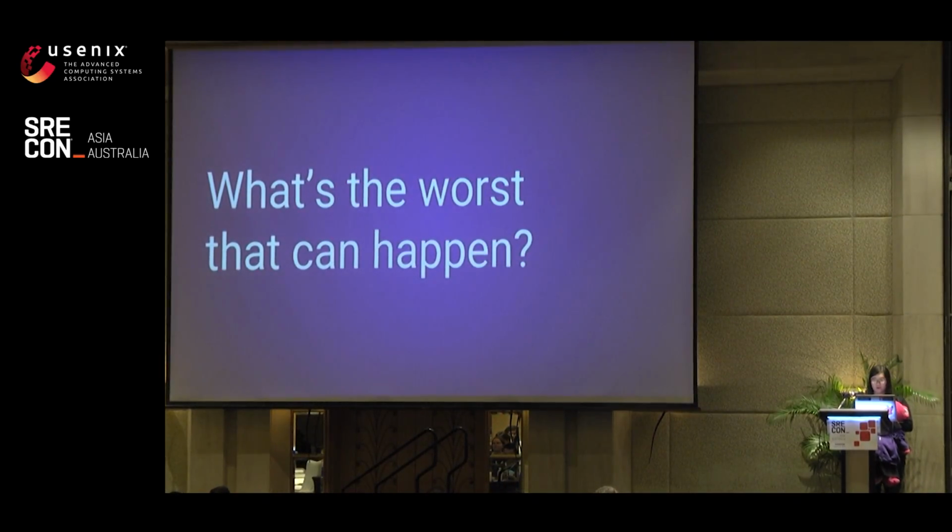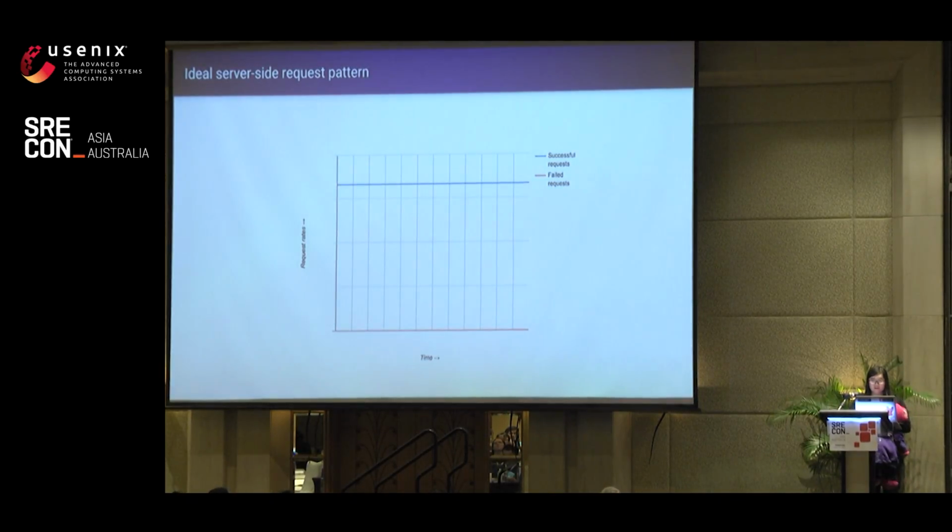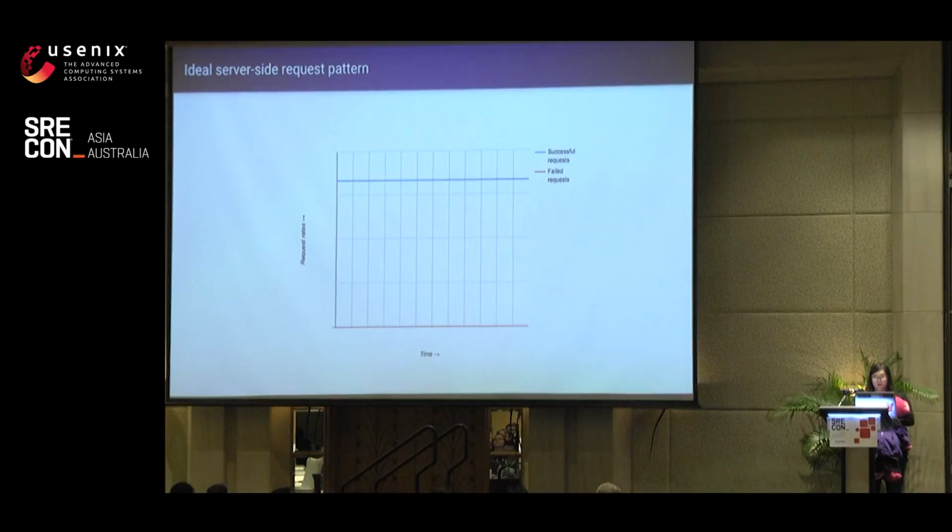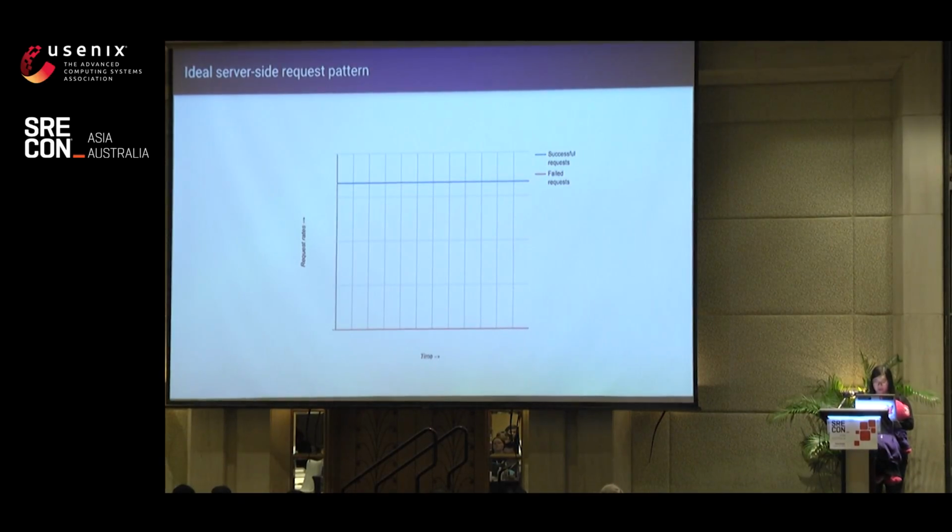So we talk a lot about what's the worst that can happen. But what is the best that can happen? What is the behavior that we want? This is a request graph where the blue line is the user request, and the red line is errors that we serve to the user. This is the perfect world where the user request pattern is smooth and we never serve any errors, no oscillation, no spikes. That's the best case that we could have.